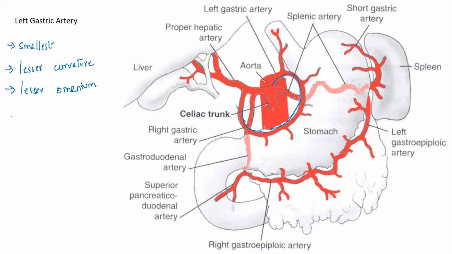What are the structures supplied by the left gastric artery? The foregut and the stomach. I'm sorry, the esophagus. The lower end of esophagus and, as you see here, branches to supply the stomach.